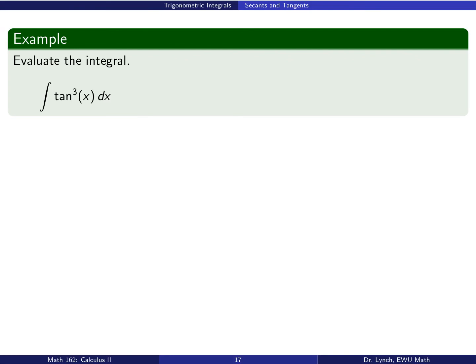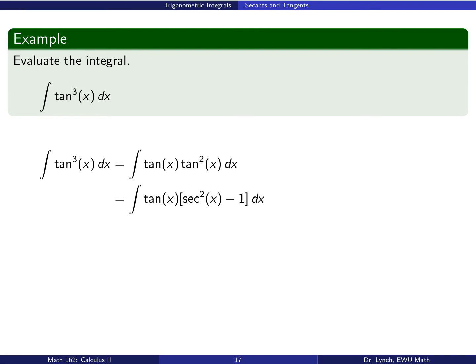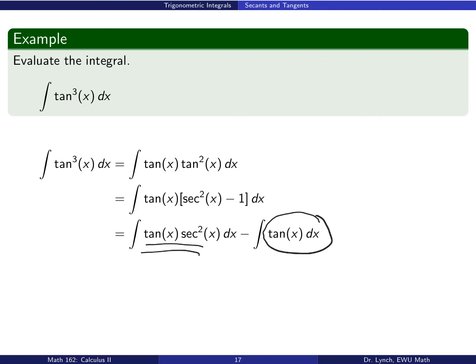So our strategy here is a little bit different. We can express tangent cubed as tangent times tangent squared, and then we can turn this tangent squared into secant squared minus 1 with, again, our identity. Now, of course, there are two different integrals here. One of them is the integral of tangent times secant squared, and the other one is the integral of just tangent. So here, one should see a function and its derivative, and here we should see an indefinite integral that we just solved.